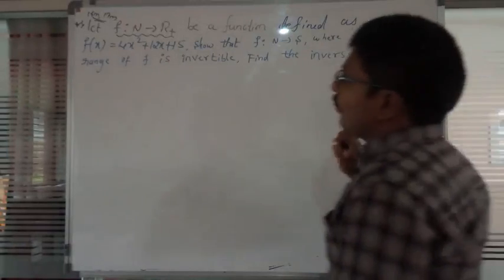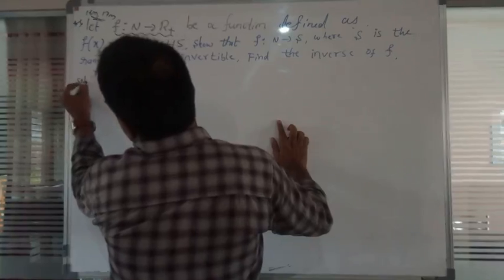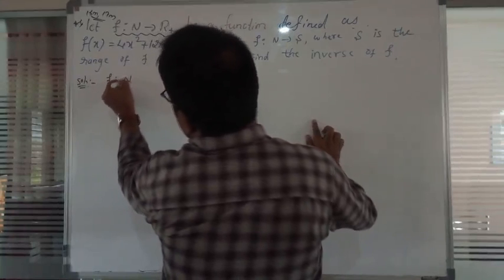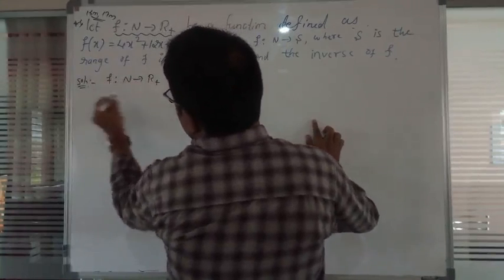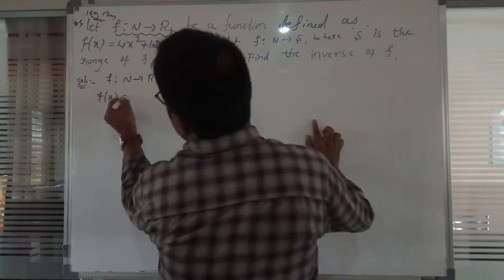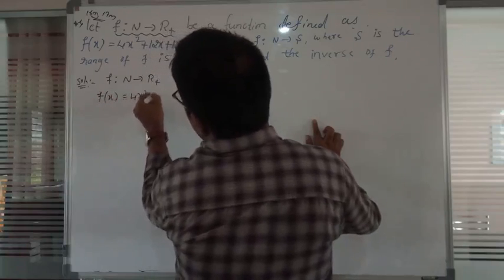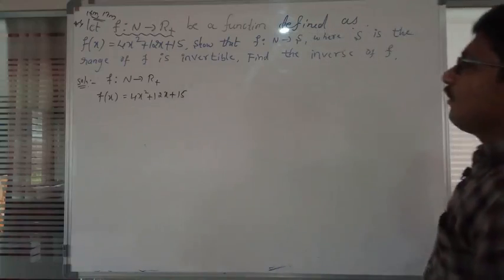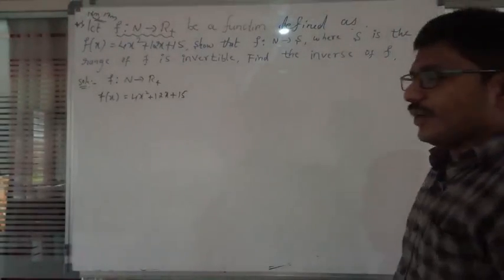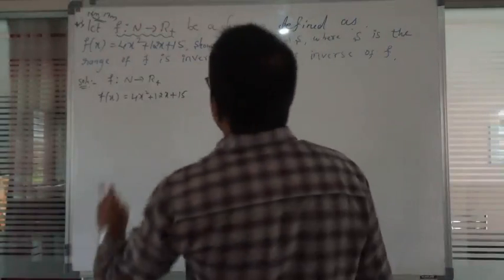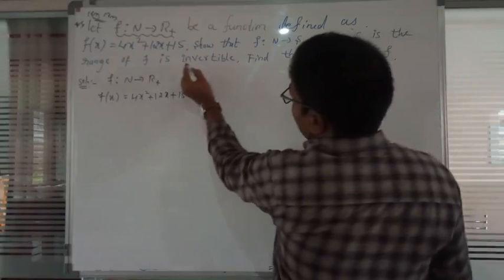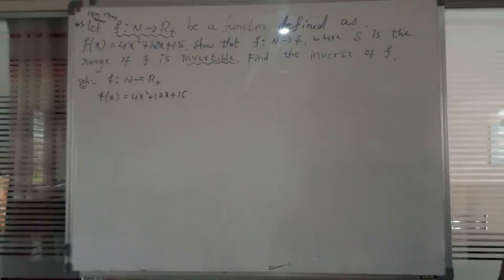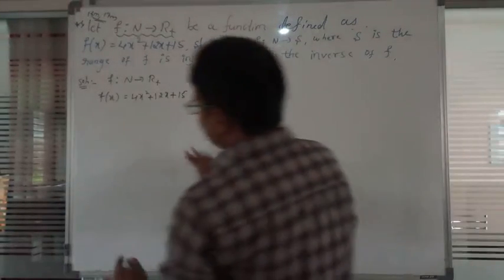Okay. So now coming to the solution part. Solution. To write the function f from N to S, f of x is equal to 4x square plus 12x plus 15. If you are going to satisfy invertible, first you should satisfy 1-1 and onto, injective and surjective. First you should satisfy 1-1.